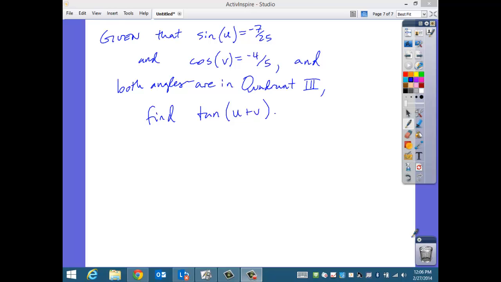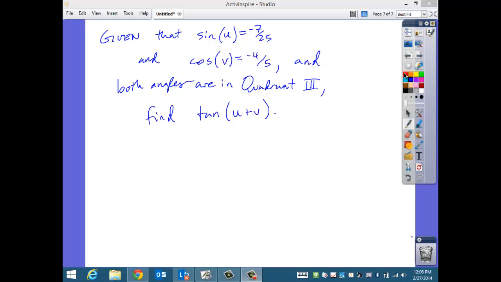Okay, hi everybody, Mr. Teich here, and we are going to look at a problem that you might remember from, let's see, Monday. I think we looked at this on Monday. Sine of u, we know what sine of u is, we know what cosine of v is. Two different angles, u and v, and they're both in quadrant 3. And we are going to find the tangent of the sum of them.